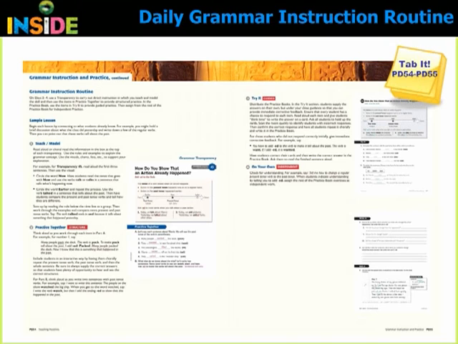Now let's see exactly how we will teach these grammar lessons. Take a moment to turn to page PD 54 and PD 55 in your Teacher's Edition behind the Teaching Routines and Strategies tab.